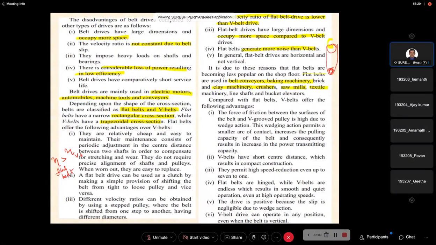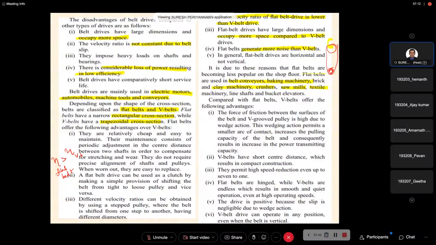Line shafts are connected with the main motor, and the line shaft has more than two pulleys, right? Each pulley is going to drive a different mechanism with the help of a belt. That's what line shafts are. In line shafts we use flat belt for transmitting power to different mechanisms.